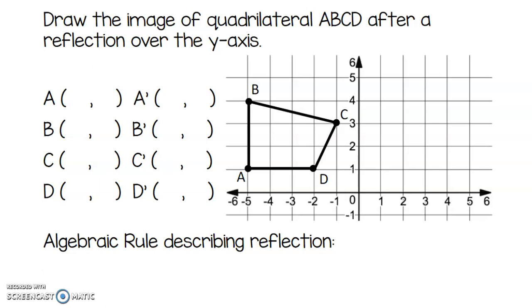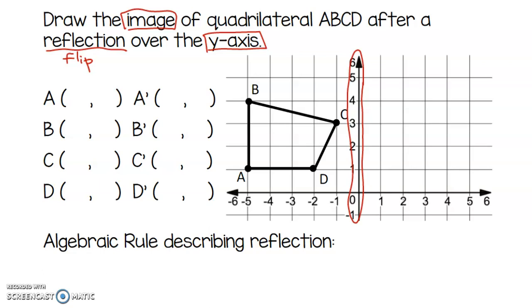We're going to draw the image, so the new shape of quadrilateral, that's a four-sided shape, ABCD, after a reflection, so we're thinking flip over the y-axis. So we're flipping over the y-axis. All of those things are important to pay attention to. Where are you flipping? What's going on? All right, so let's write our coordinates and then we'll do the flip.